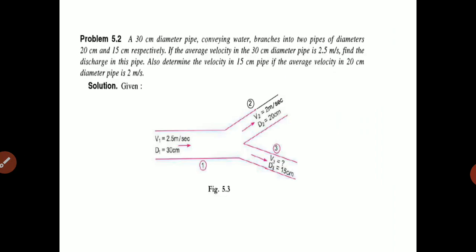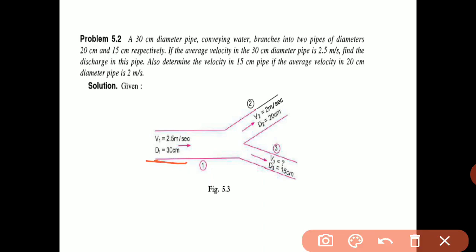Now just see this second numerical. A 30 centimeter diameter pipe carrying water branches into two pipes of diameter. This is the 30 centimeter diameter pipe, and it will have its branches.